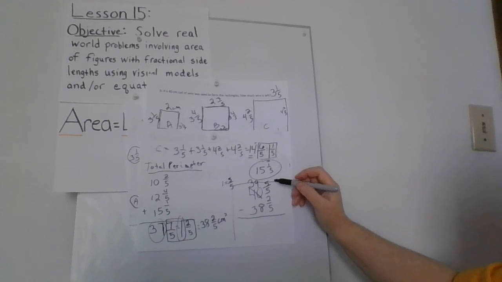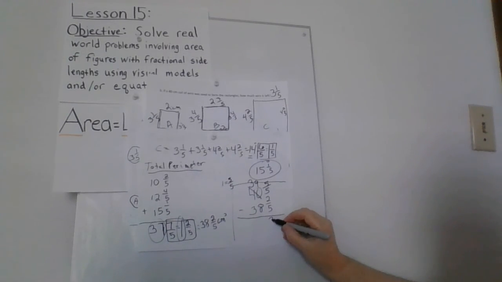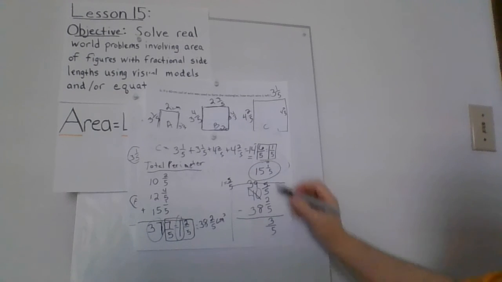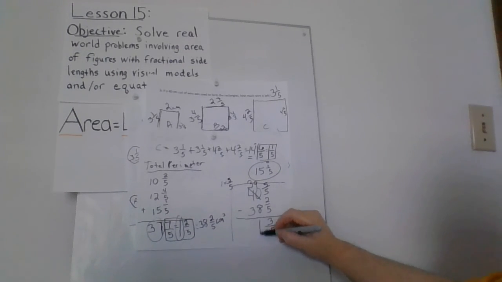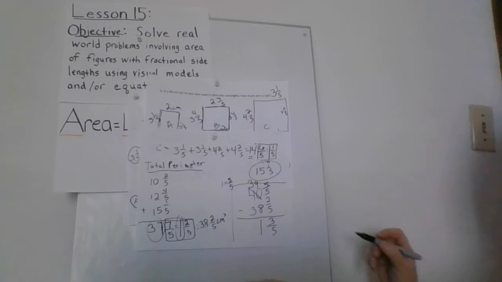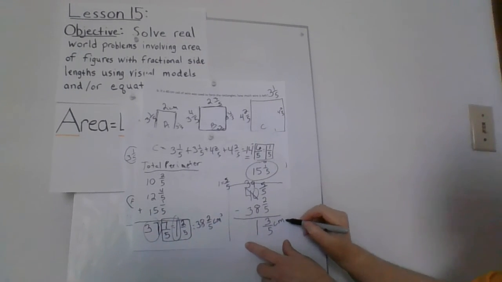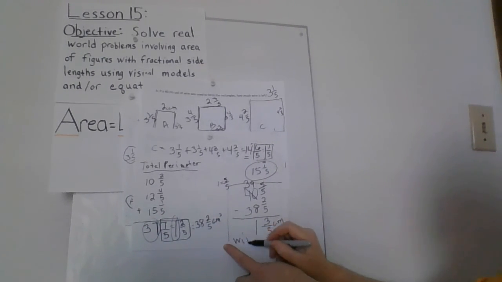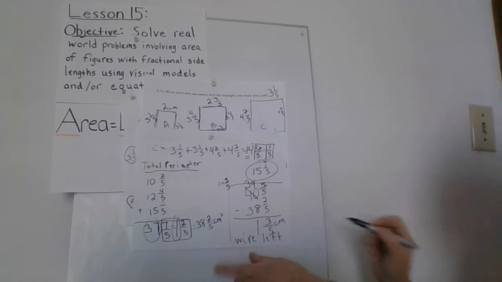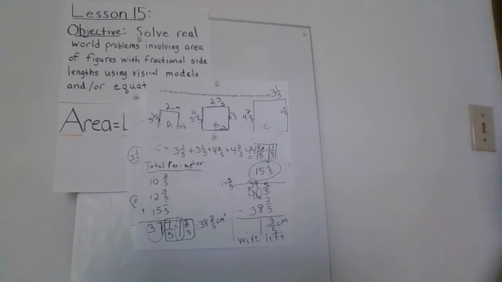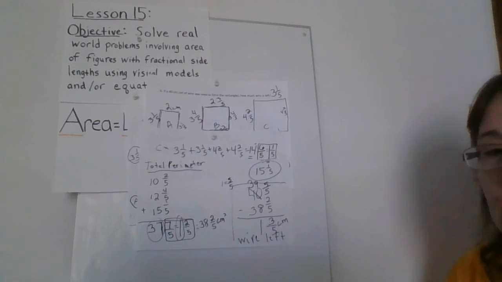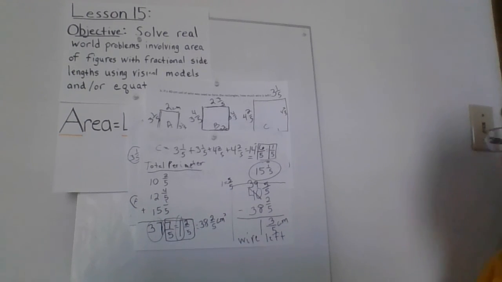So now my equation is ready. 5 minus 2 is 3/5. 9 minus 8 is 1. So I will have 1 3/5 of the centimeter wire left when I'm all done. Wow, that was a lot of work for one question. We reviewed how to find area, and in part B, we also reviewed how to find perimeter. Did a lot of fraction work.